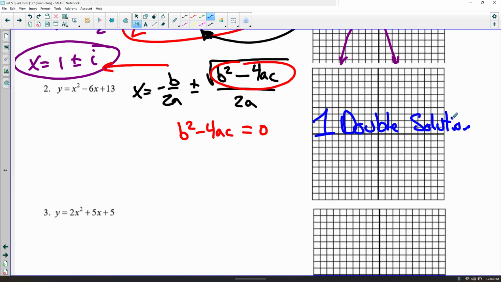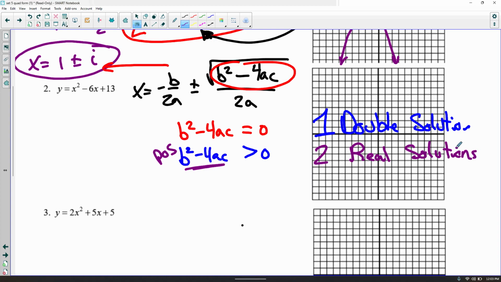Okay? If you're on a state exam and they ask how many solutions you have, they're going to say 1. That's all they're going to say. The other scenario the state will give you is b squared minus 4ac greater than 0. What does this mean? It means positive numbers, so that means you have 2 real solutions.